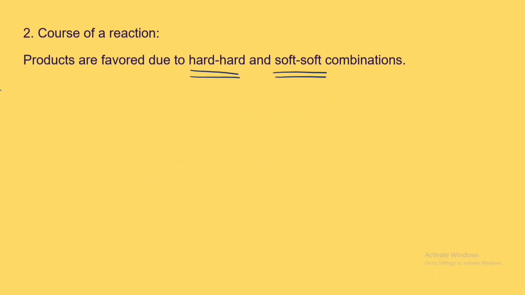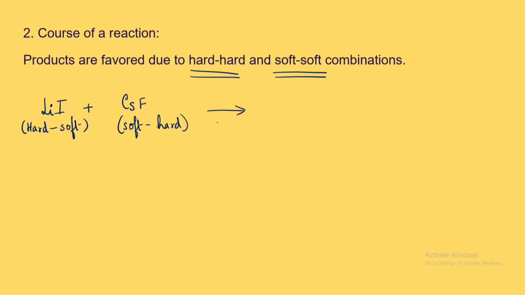So let us look into the examples. So let us take lithium iodide. Lithium is a hard acid and iodide is a soft base. So this is nothing but a hard-soft combination. Now you take it and treat it with cesium fluoride. Cesium is a soft acid and fluoride is a hard base.